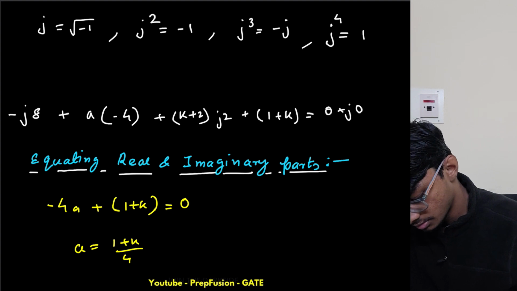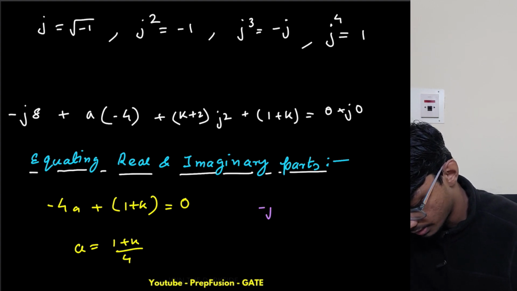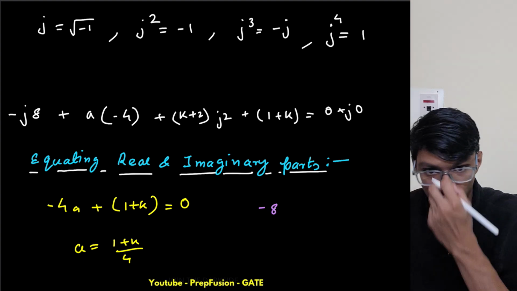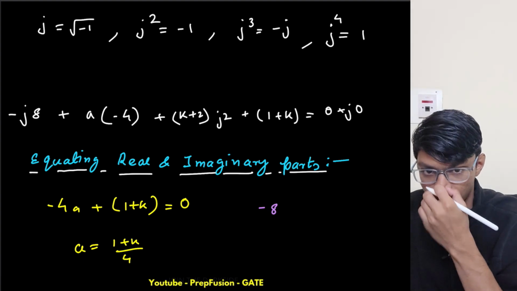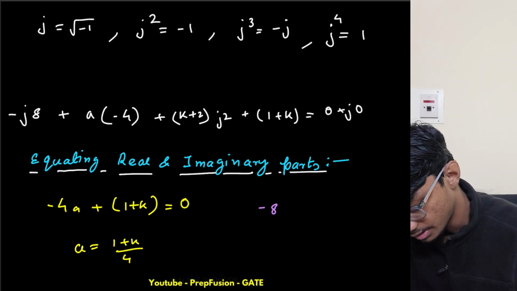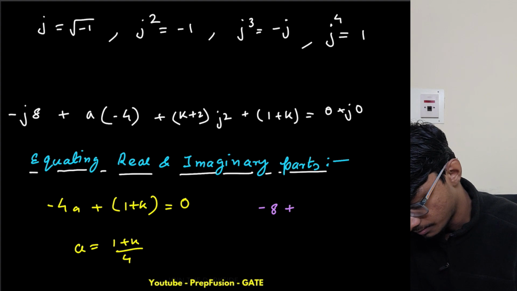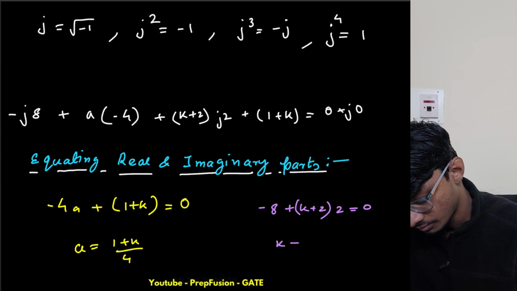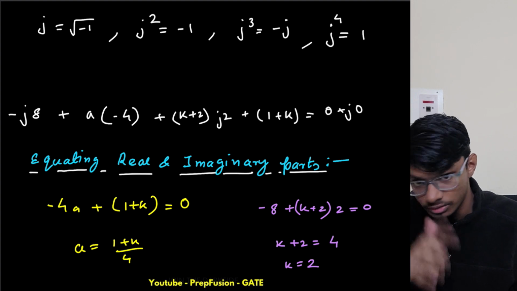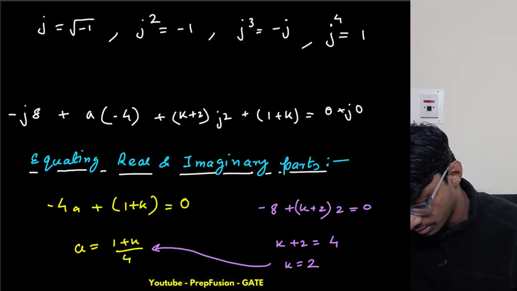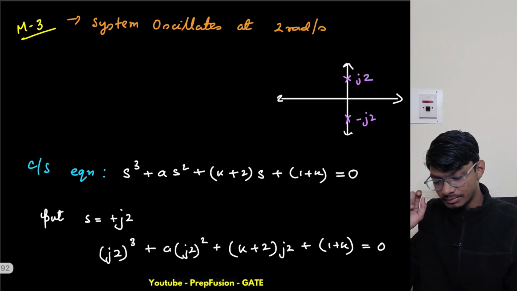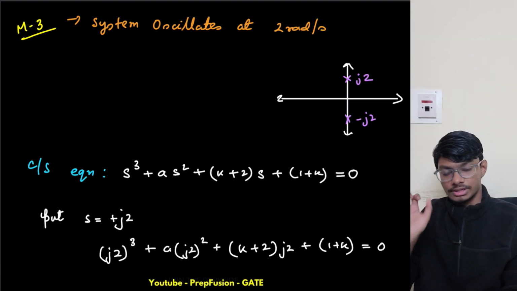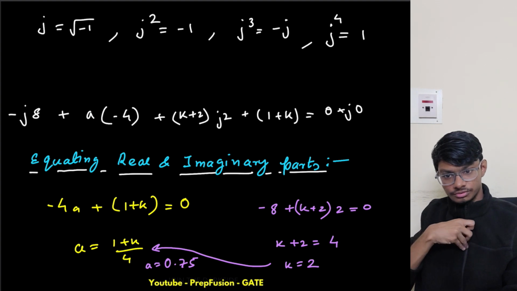What is the other equation? It is minus 8. I won't write j, because j is just the imaginary part, and I will write the magnitude of the imaginary part. So minus 8 plus (k+2) into 2 should equal 0, or you can write j also, it will simply cancel. So basically k plus 2 should equal 4 and k should equal 2. From here I got the value of k, and I will put this here. I will get that a should equal 0.75. So this is also another elegant method of solving this question, and this method will be used in many other questions also. So just keep this in mind.